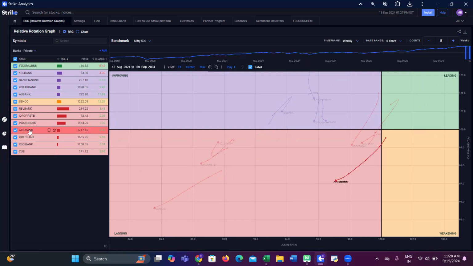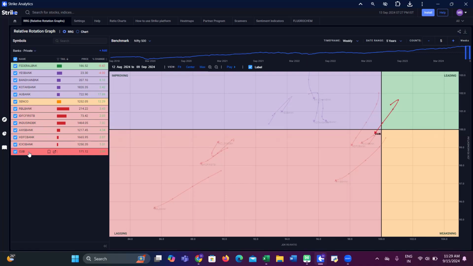Axis Bank, yeah, reduction in the RS momentum. It is in the lagging zone at the moment. HDFC Bank, significant reduction in the RS momentum, and there is a slight reduction in the RS ratio. ICICI Bank is very close to the benchmark, which is the center, and the tail length is not that big. So very stable movement, though it is in a lagging zone. Not a significant reduction. Remember this.